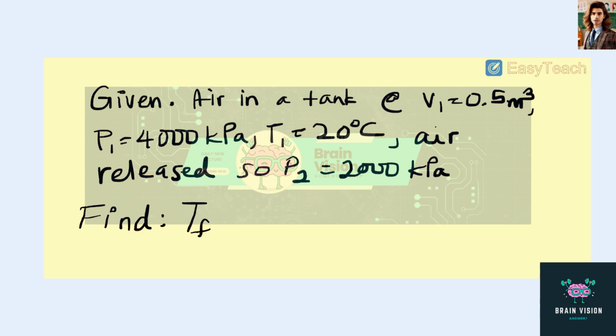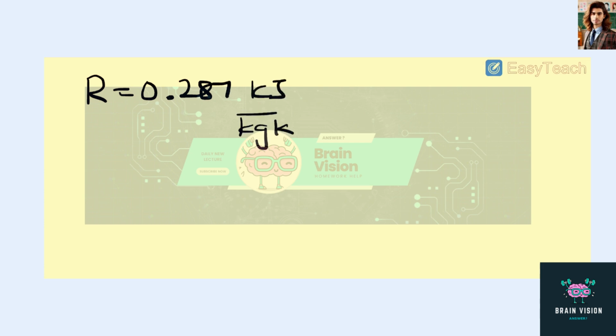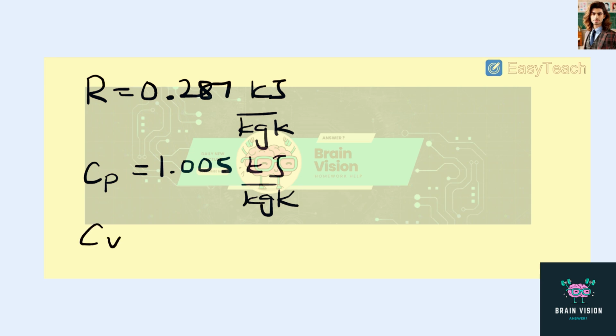So what we're going to do first is, as always, go and find the properties of our gas. So we have air. So we know that the gas constant R is equal to 0.287 kilojoules per kilogram Kelvin. We know that the specific heat at room temperature, our Cp, is going to be equal to 1.005 kilojoules per kilogram Kelvin. And we're also going to have our Cv, which is going to be equal to 0.718, same thing, kilojoules per kilogram Kelvin.